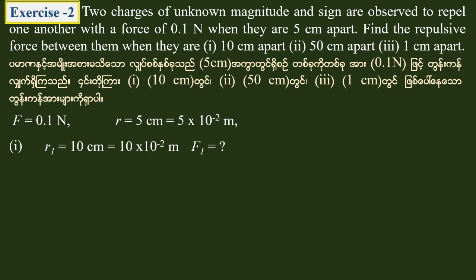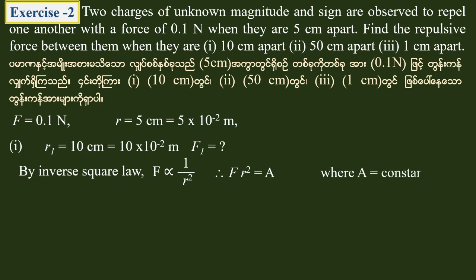Since the charges do not change, only the distance between the two charges changes. By the inverse square law, the electric force between two charges is inversely proportional to the square of the distance between them. F varies as 1 by r square. So F is equal to a constant into 1 by r square, which gives F r square equal to a constant.